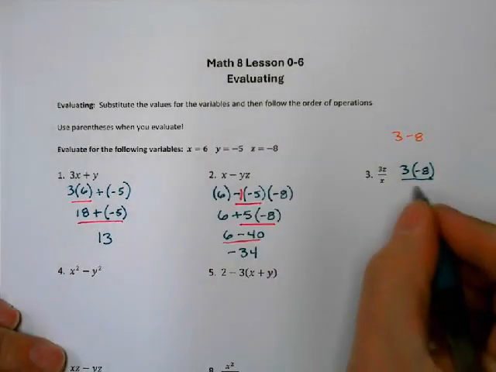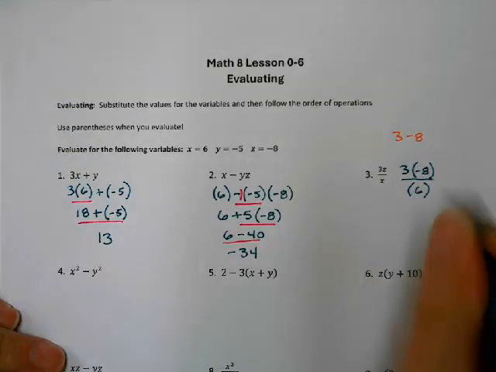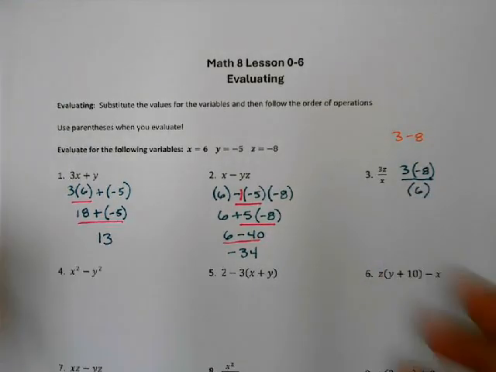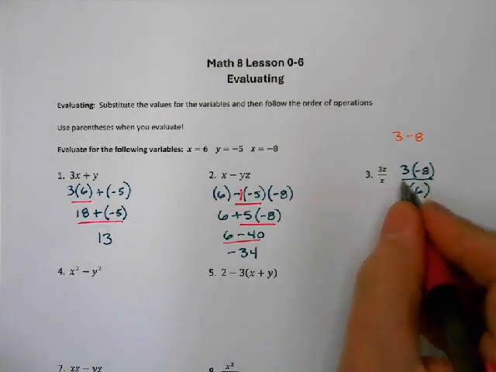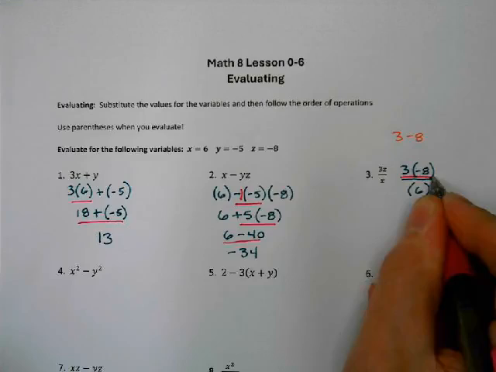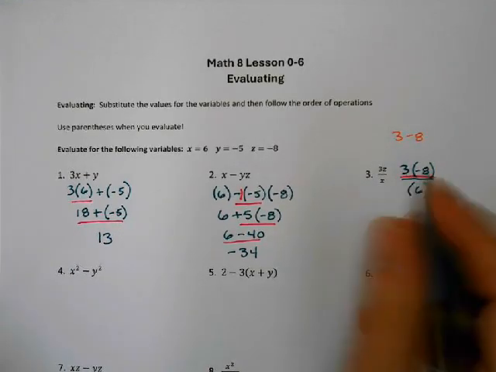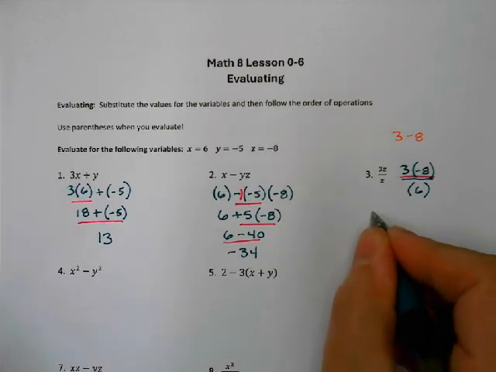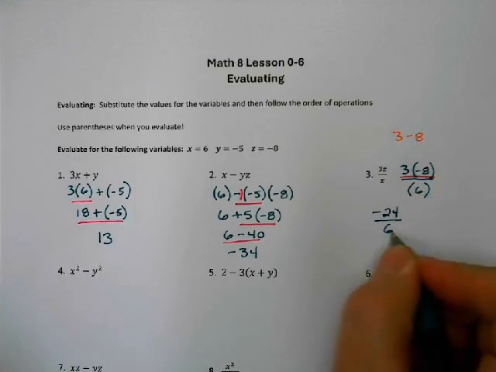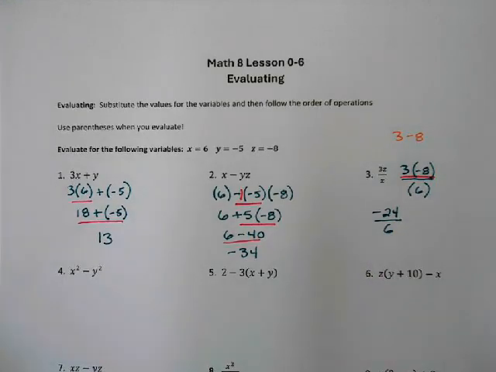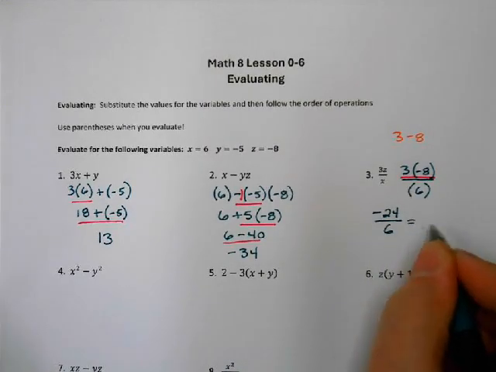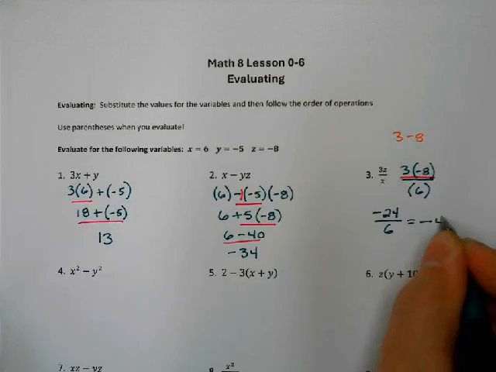And then I'm going to plug in 6 on the bottom. Since it's just 6 by itself, the parenthesis really doesn't make a difference. But again, we're trying to develop some habits here to make our problem go better. So I'm going to do 3 times -8. That would be -24. Over 6. The parenthesis can go away at this point because I don't really need it. And then I've got -24 divided by positive 6. That's going to give me a -4 as my answer.